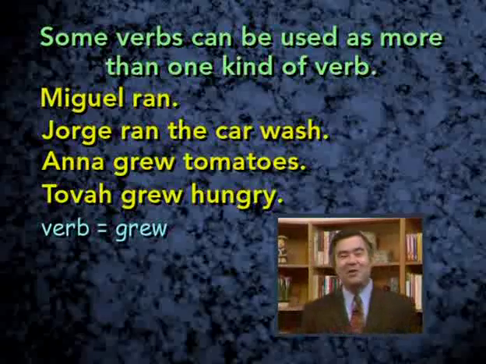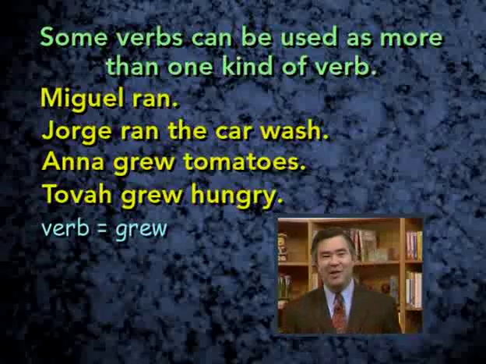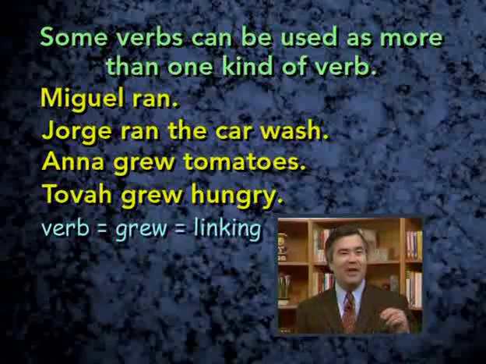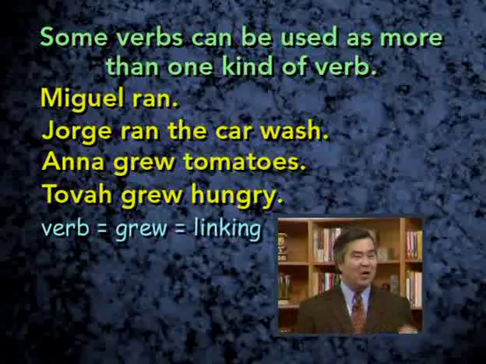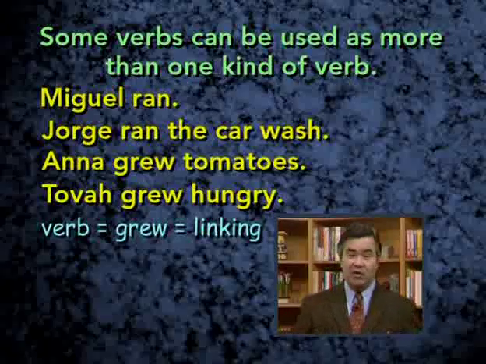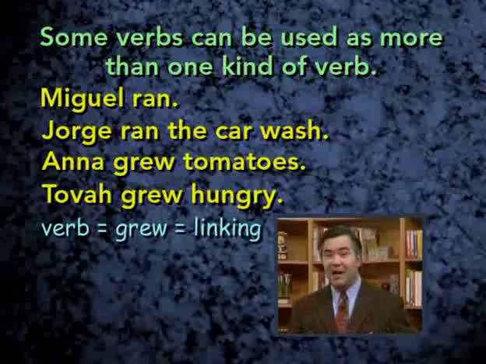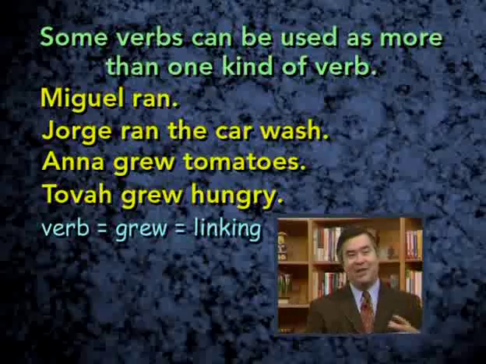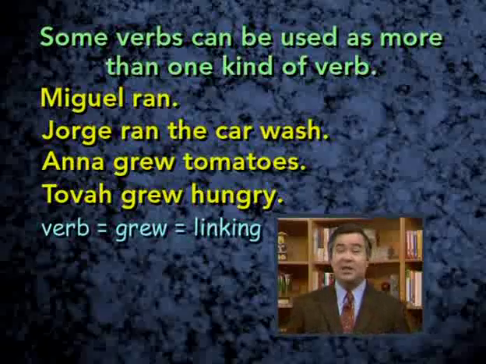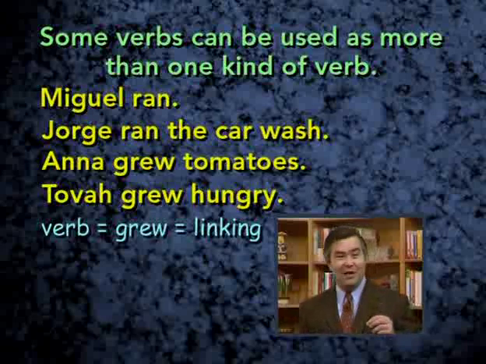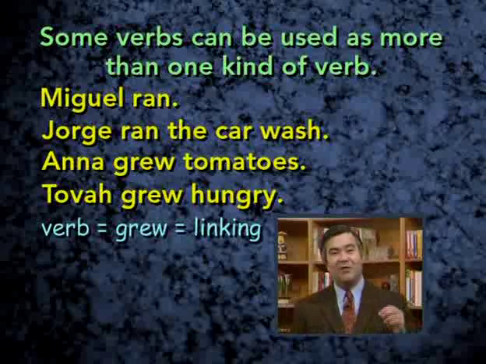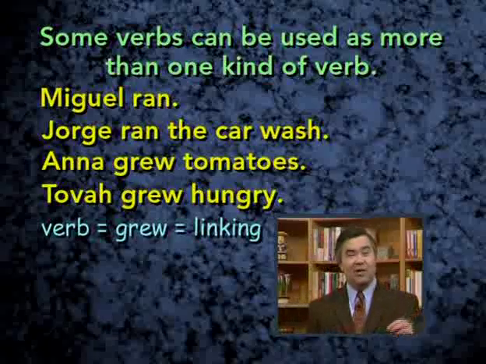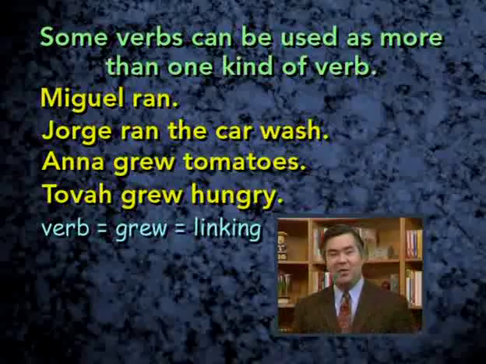Therefore, what kind of verb is grew? In this case, grew is being used as a linking verb. The two words Tova and hungry are being linked or equated. We're being told, in effect, that Tova was hungry. She grew hungry, that is, she got to be hungry over time, but in effect, the two things are being equated with one another. Tova was hungry. That's another way of saying almost the same thing as Tova grew hungry. So in this particular example, the verb grew is being used as a linking verb. It is linking Tova and hungry. The two things are being equated with one another.